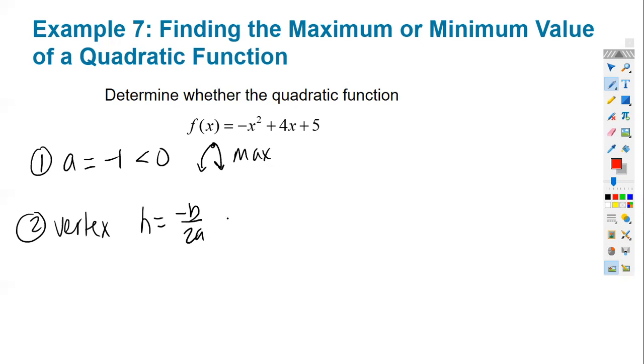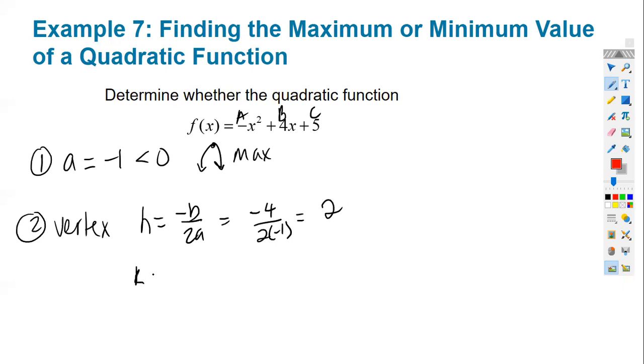To find the vertex, remember H equals what? -B over 2A. So again, we have our A, our B, and our C. So I'm going to plug in -4 divided by 2 times -1. What is that? 2. So I have my H.